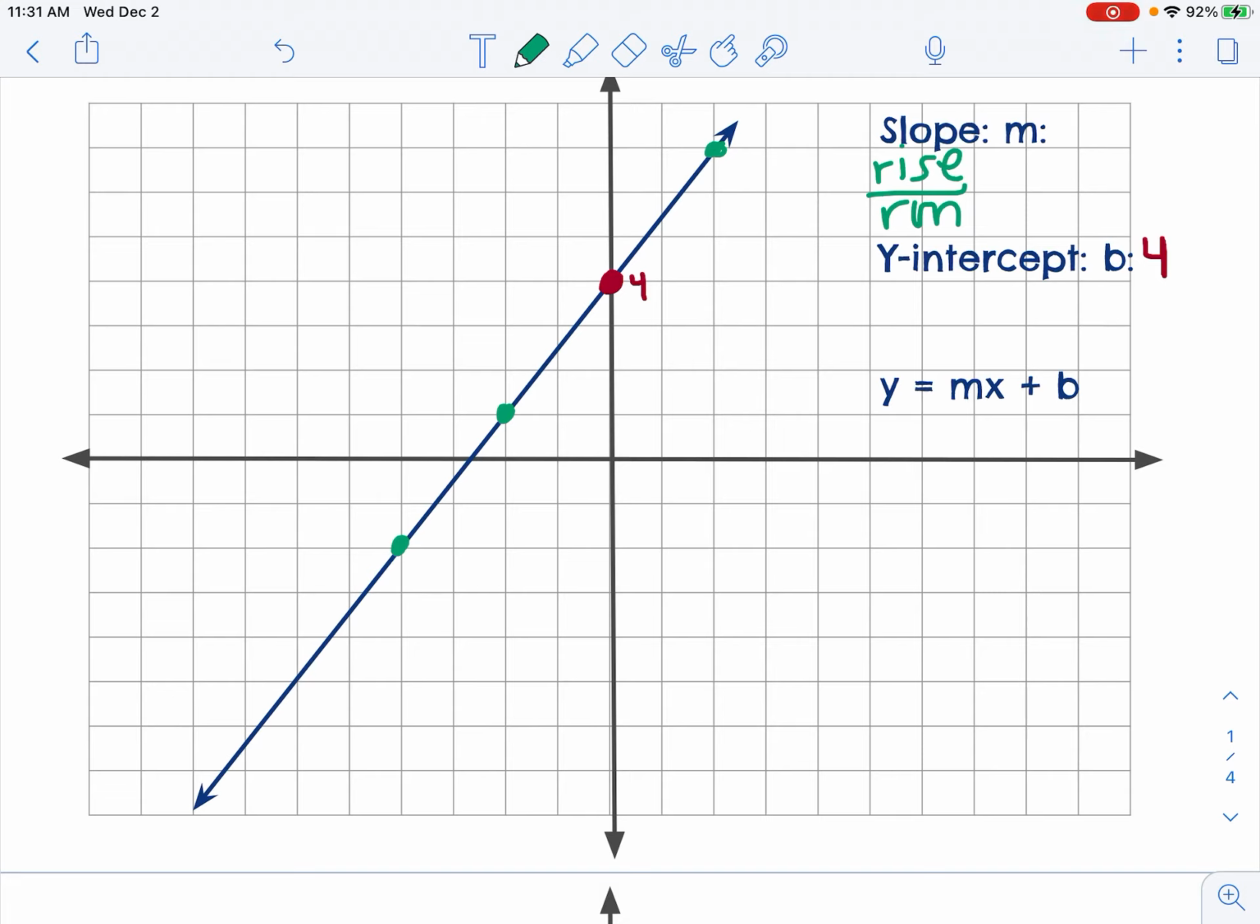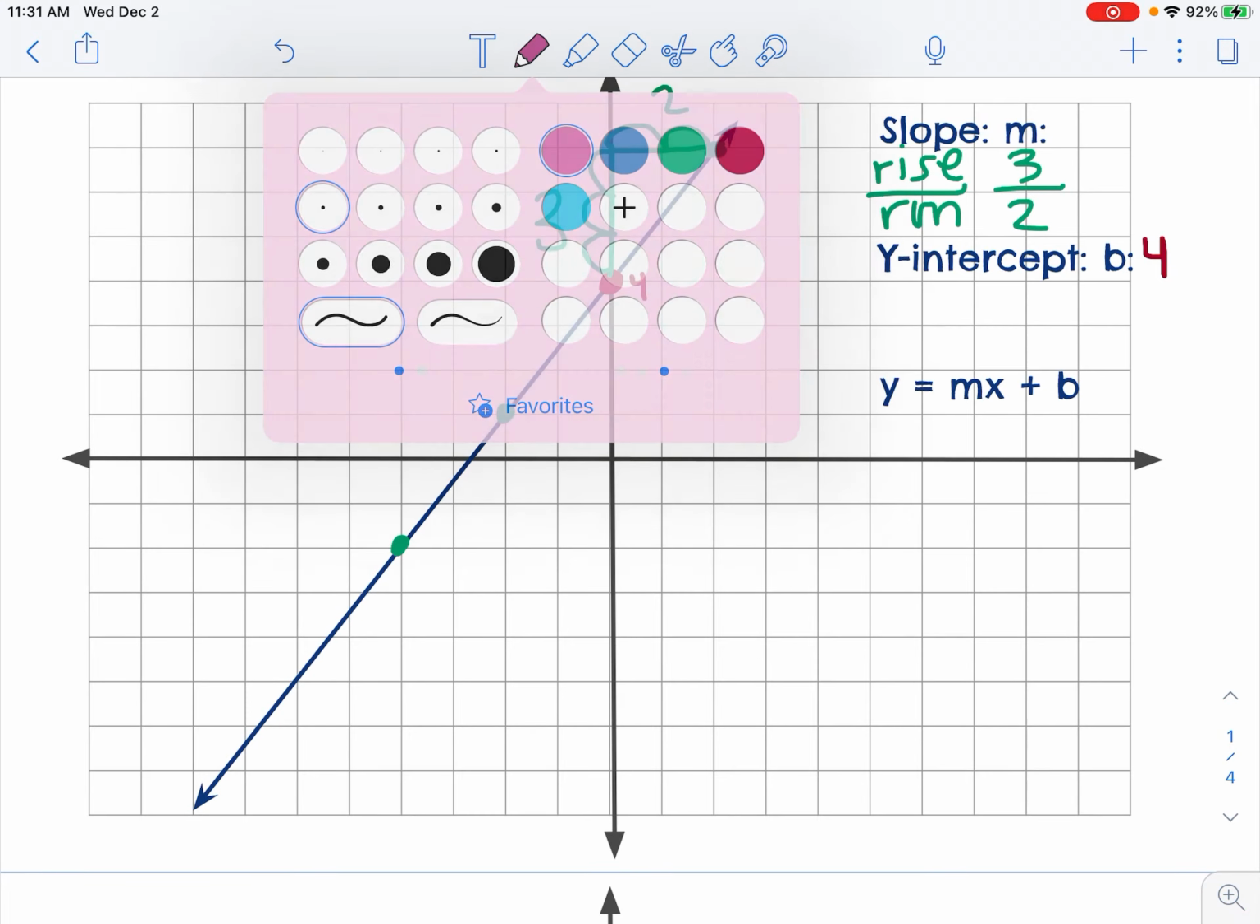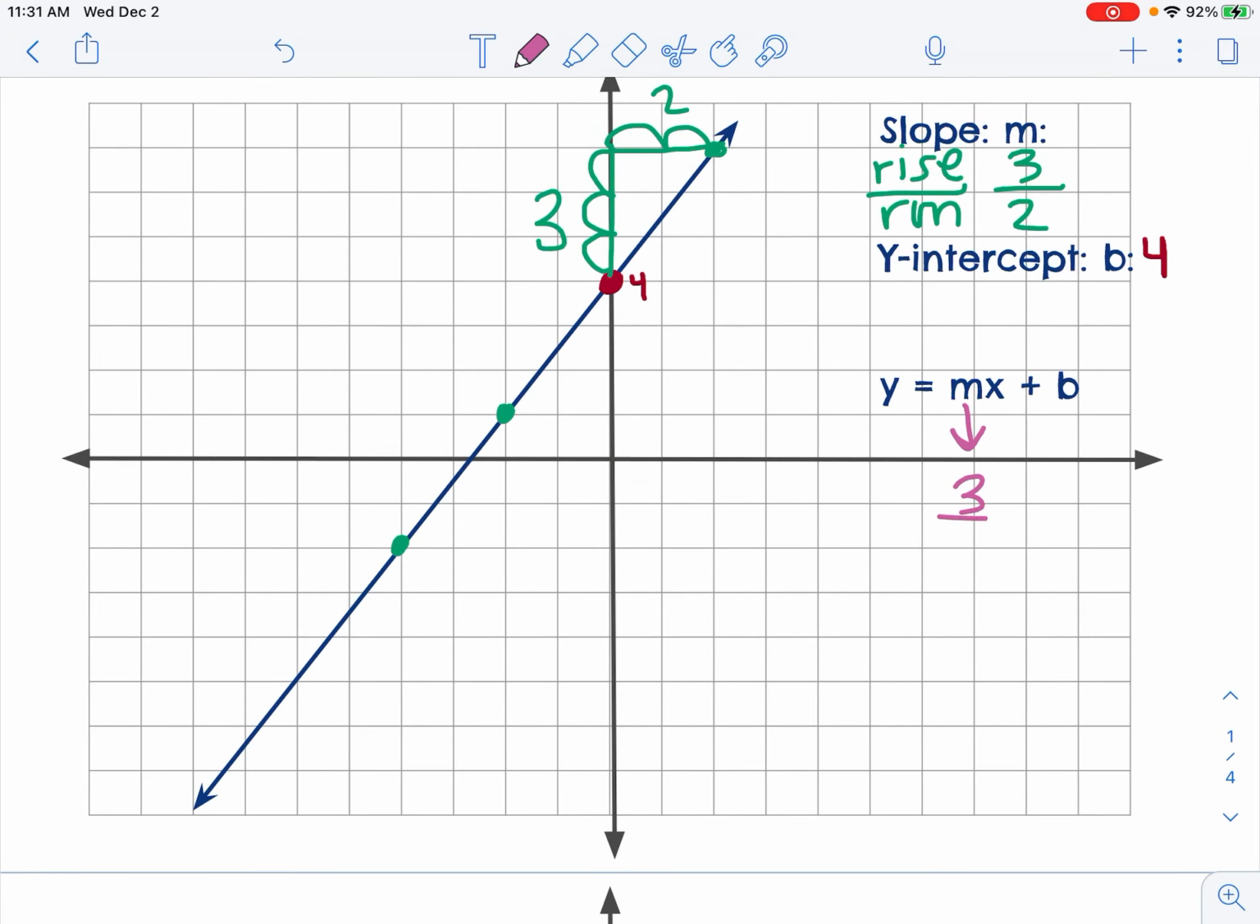So what we're going to do is find the rise over the run. So this will be 1, 2, 3, and run 2. So our rise is 3 and our run is 2. So if I wanted to write this equation, my slope is 3/2 here, and my y-intercept is 4. So I have 3 more examples for you as we go through these examples.